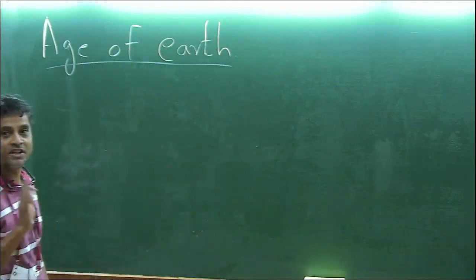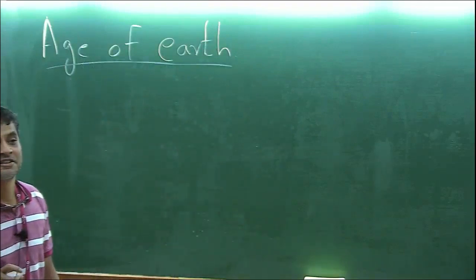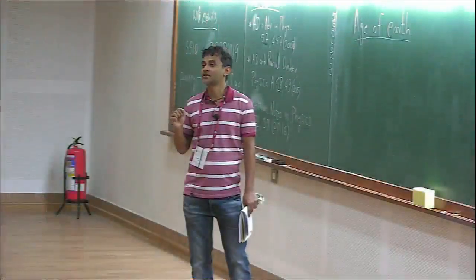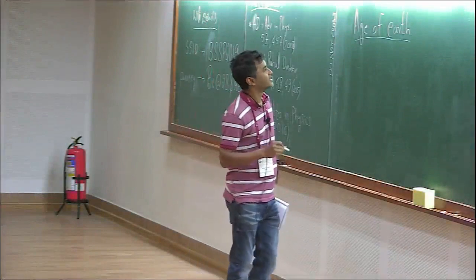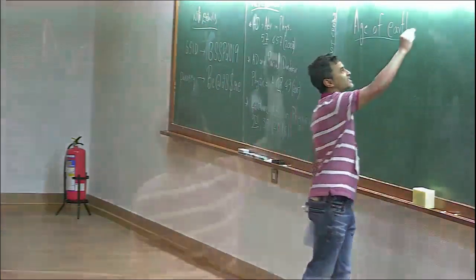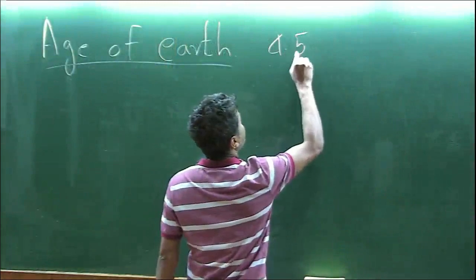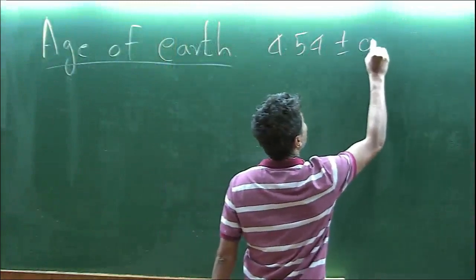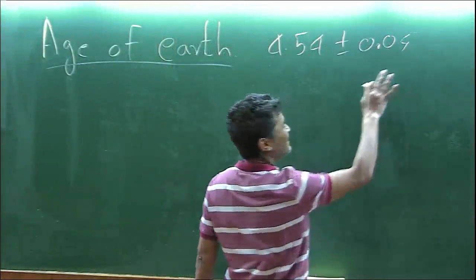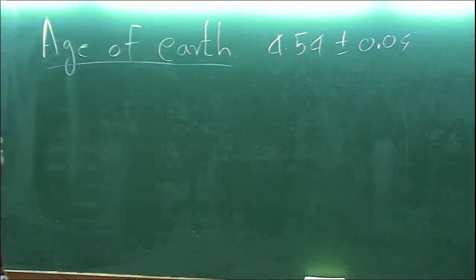Okay, so what is the age of Earth? 4 to 5, right? Yeah. I just looked up Wikipedia. It says 4.54 plus minus 0.04. I don't know how accurate that is, but at least that's what Wikipedia says.